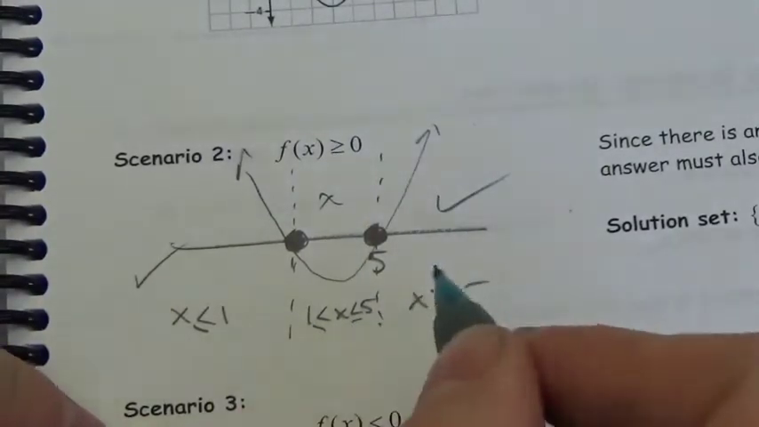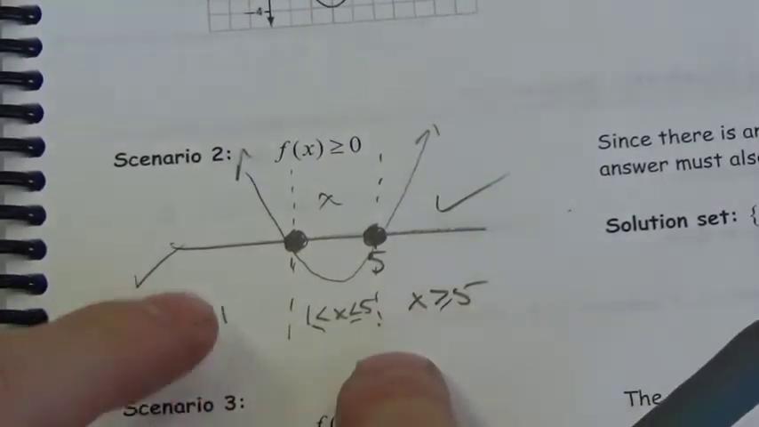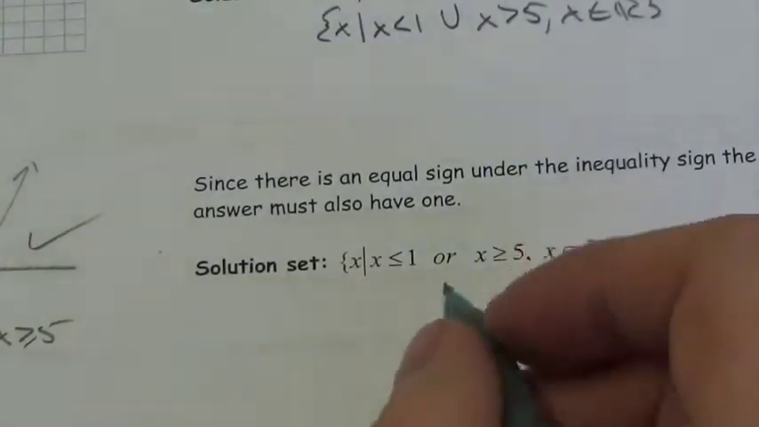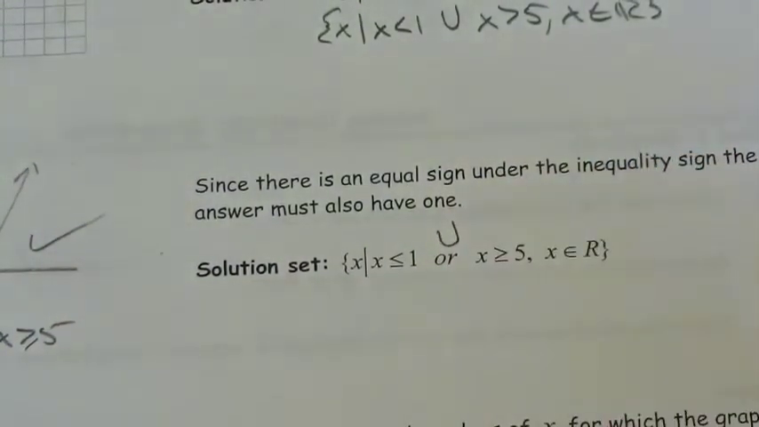Now I should have probably included those in there too. But my answer is going to be this interval or this interval. And again, you could put the union symbol there if you'd like to make it look cool.